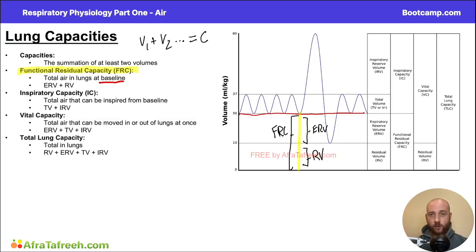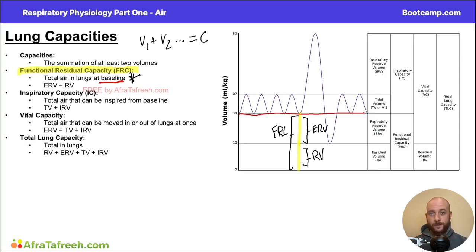And this is one of the most important capacities because functional residual capacity is the amount of air in the lungs at baseline or at rest. So you need to start equating baseline or rest to FRC. And so it's a high yield capacity to keep in mind.